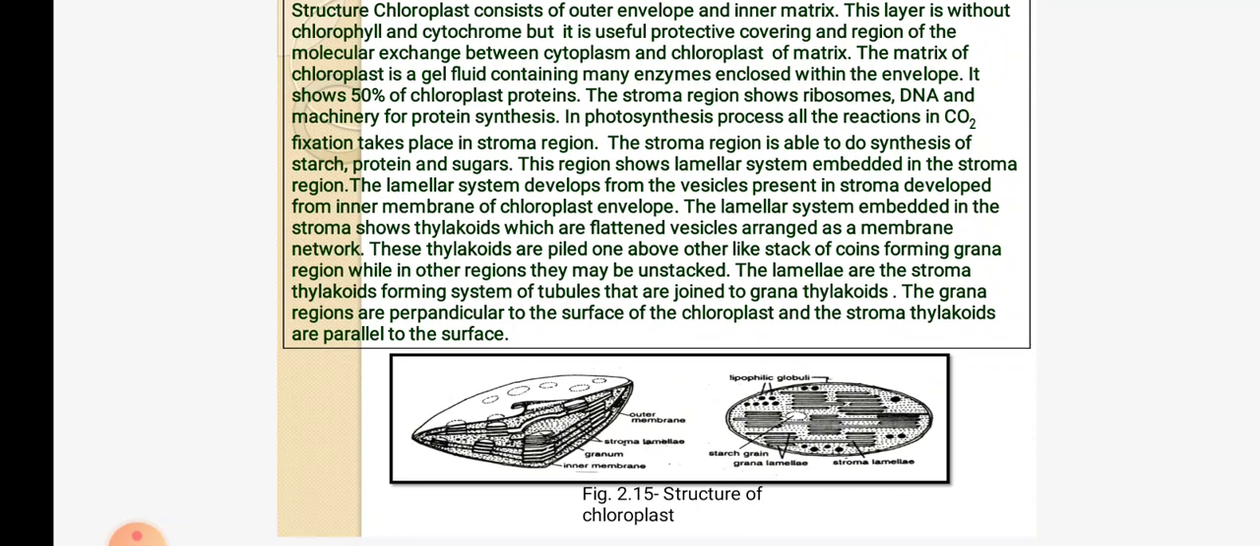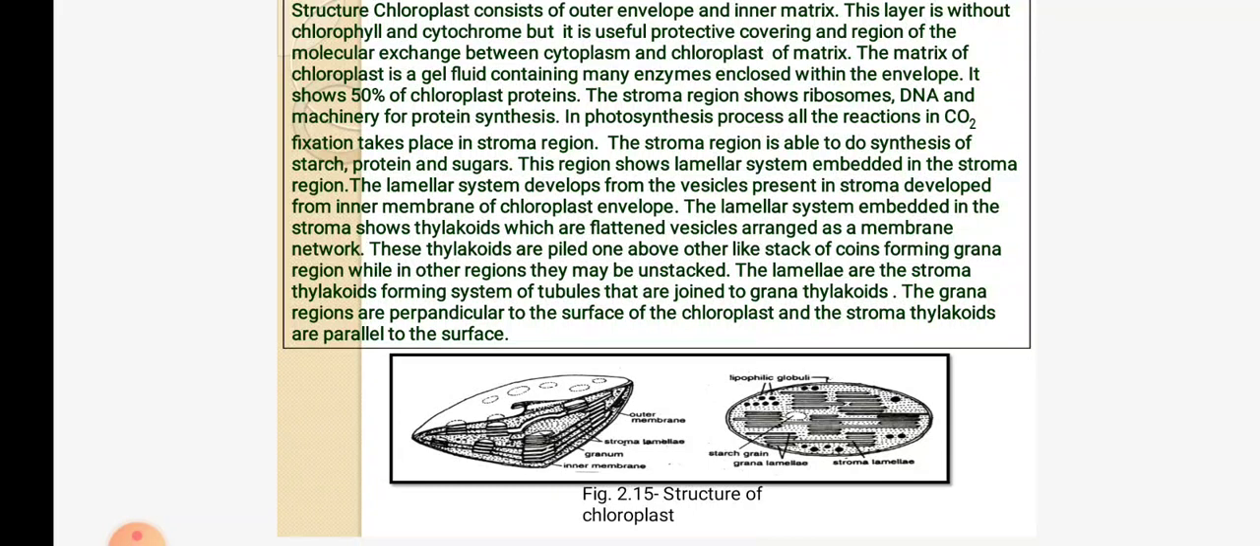Then we will see about the structure of chloroplast. It consists of an outer envelope and inner matrix. This layer is without chlorophyll and cytochrome, but it is useful as a protective covering and a region of molecular exchange between the cytoplasm and the chloroplast matrix.